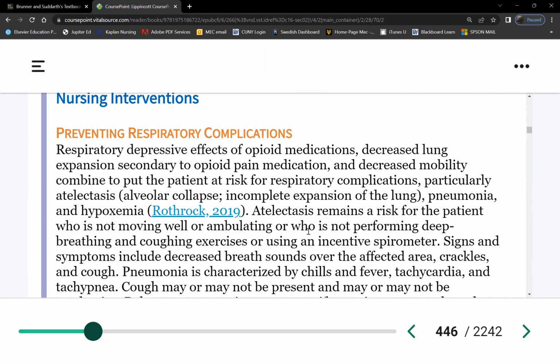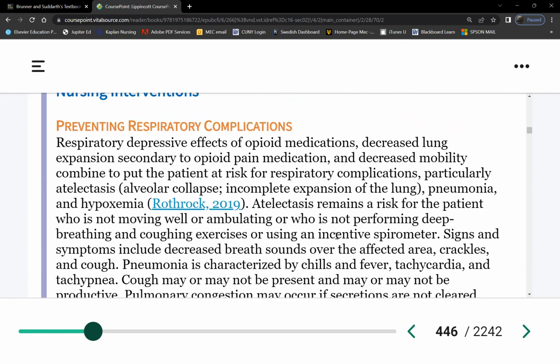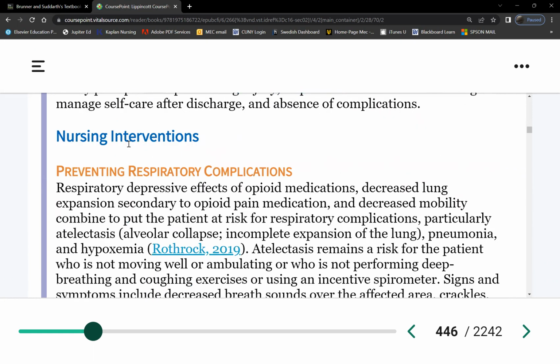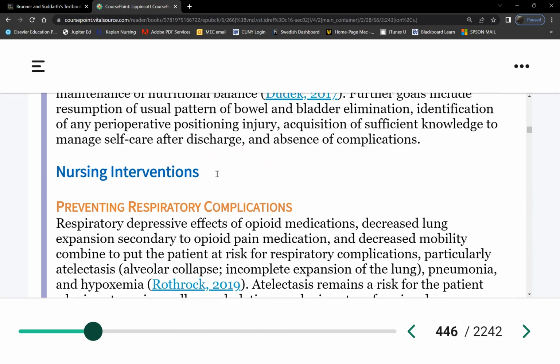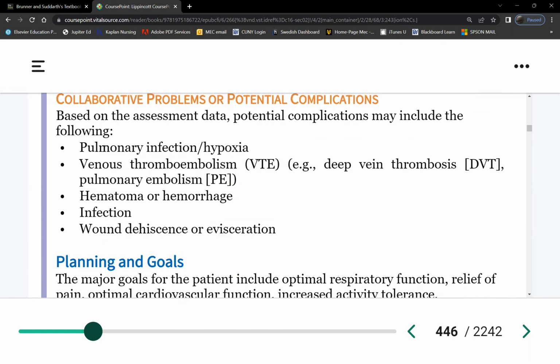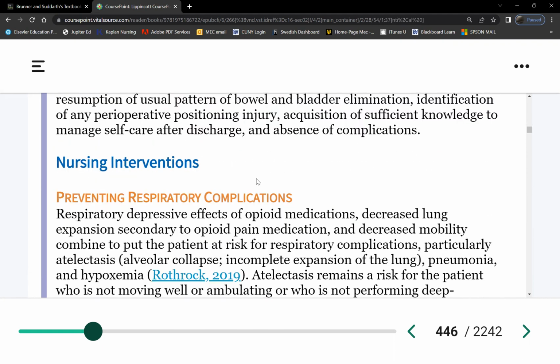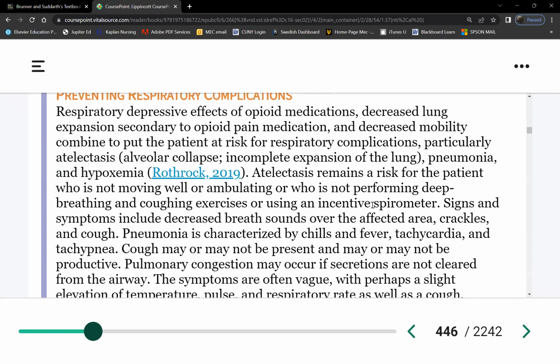Okay, respiratory. So this is referring to preventing respiratory complications. So what are your interventions for preventing this one? Okay, so we've got the incentive spirometer. While we're at it, how do you use it? Thank you, Jessica. Can you demonstrate?